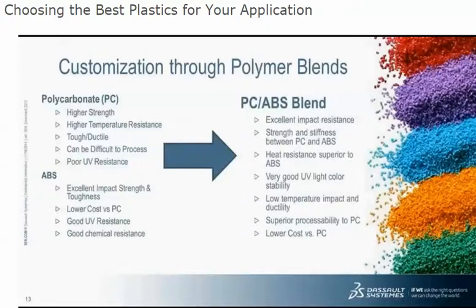So very good impact strength, strength and stiffness that is between the polycarbonate and the ABS, better heat resistance compared to just ABS, good UV resistance, and better low temperature impact strength and ductility due to the rubber present in the ABS. It's easier to process than the polycarbonate, and because ABS is a lower cost material than polycarbonate, the overall cost of the blend would be lower than polycarbonate as well.